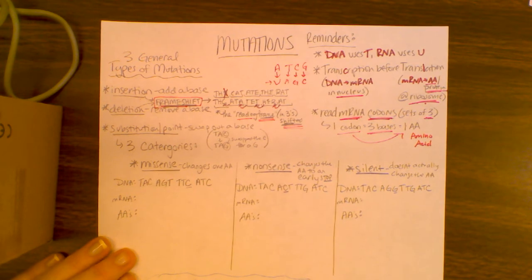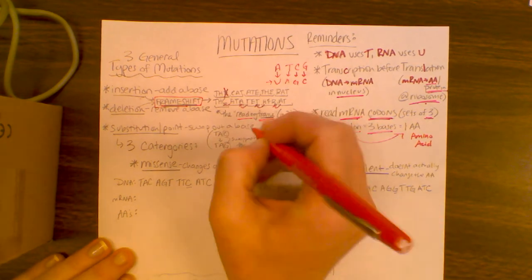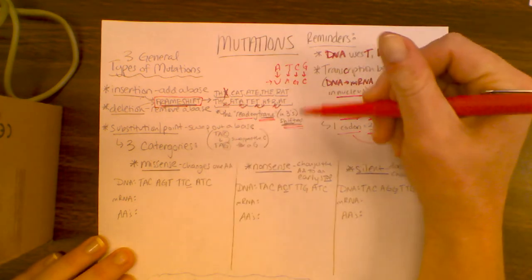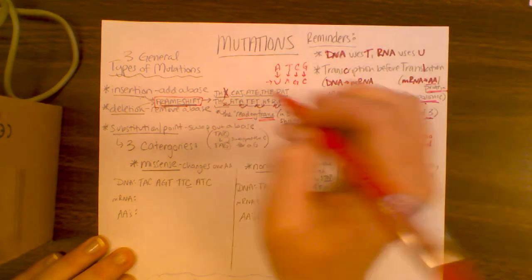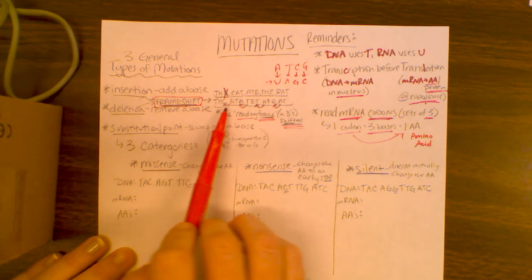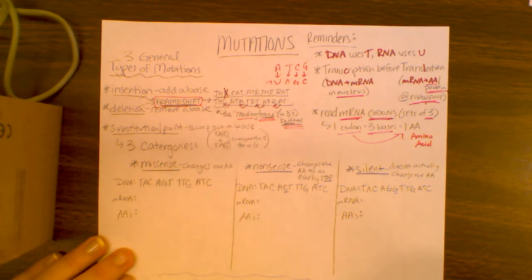So then you have the substitution, which is just swapping out a base. So obviously the frame shift is worse than just swapping out a base, because if we just swapped out one letter, so instead of deleting the E, let's say we just swapped it out for an A, then it would say the cat ate the rat. It's obviously not quite as severe as the frame shift.